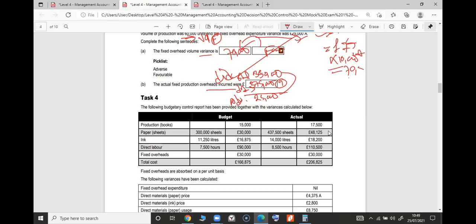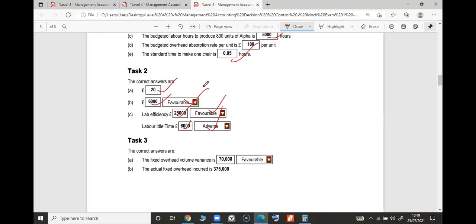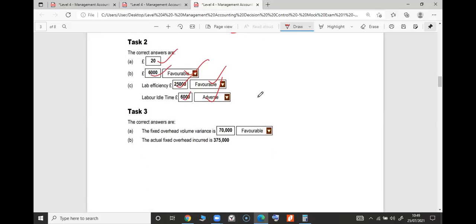Total expenditure variance. Expenditure is this one only. Okay, Omid? Expenditure is this one, and that is the volume variance. Let's check our answer. 7,000 favorable and 370. They didn't give you the breakdown here, but that is how you do it.